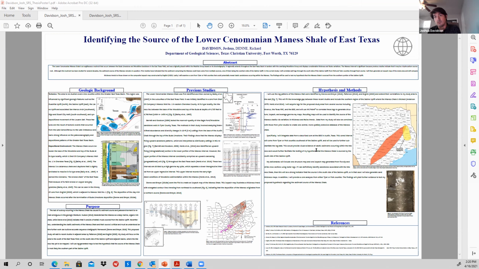So if I see that in well logs, that can be an indicator that the Sabine uplift is the source for the Manus. And then I'm also going to go down to the BEG, the Bureau of Economic Geology, and take a look at some cores, and hopefully I'll find some sandstones or some coarser grained sediments within the Manus interval in those cores. And that will also give substantial evidence that the Sabine uplift is the source of the Manus.